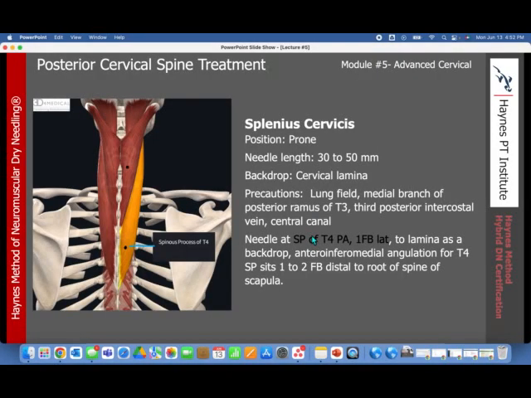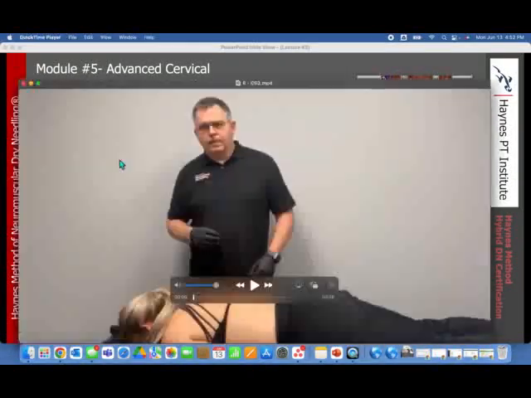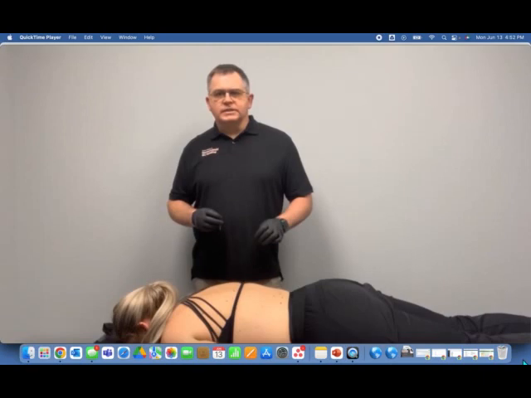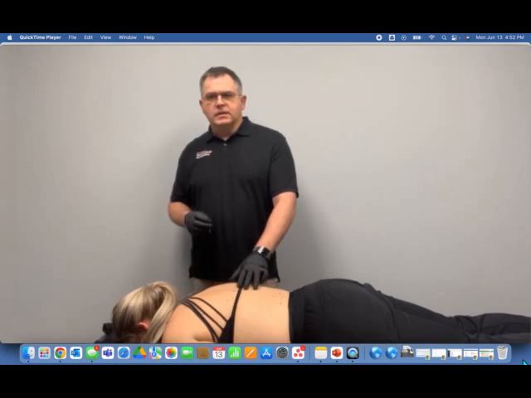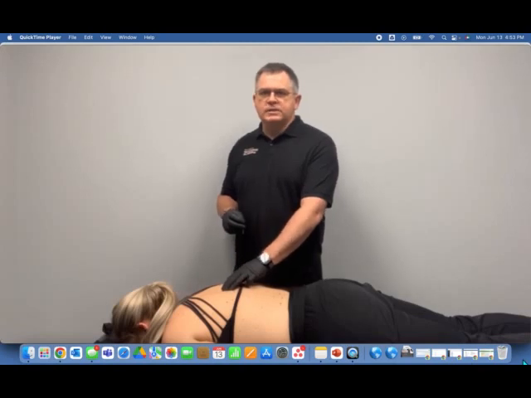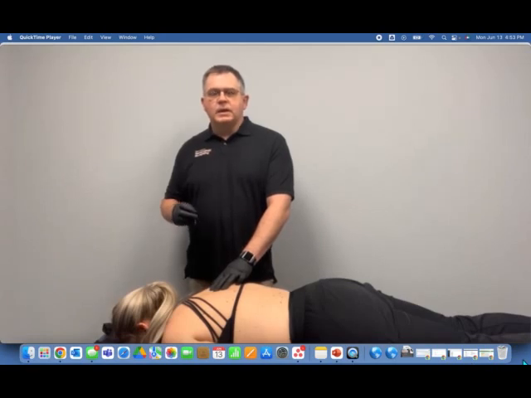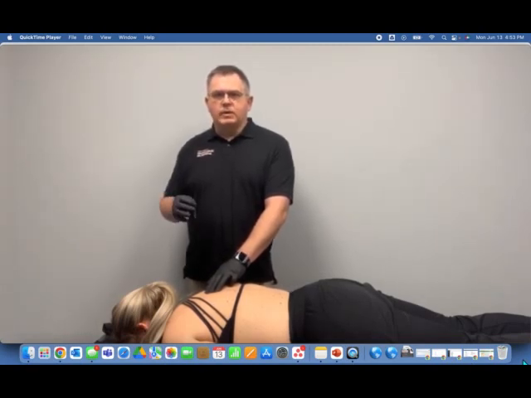Okay, then the second one down lower at T4. For splenius cervicis, the patient's going to be in a prone position. Needle length will be, again, 30 to 50 millimeters. The backdrop is going to be onto the thoracic lamina. Locate the T4 spinous process as it sits 1 to 2 finger breadths distal to the root of the spine of the scapula. Needle placement will be one finger breadth lateral from the spinous process of T4 in a P-A trajectory. Again, 15 to 20 degrees caudal and medial angulation down to the thoracic lamina as a backdrop.